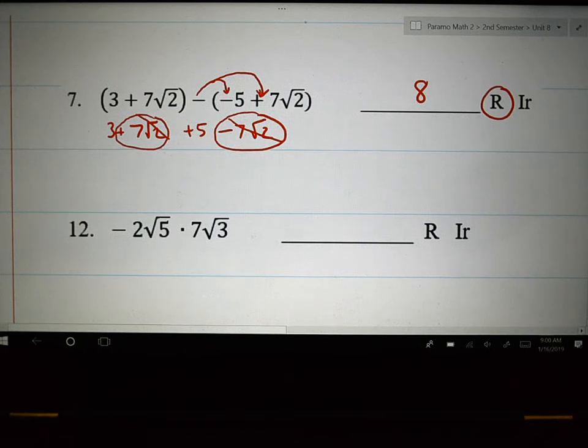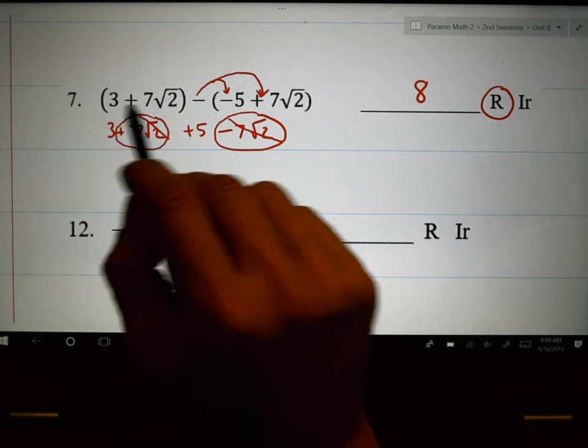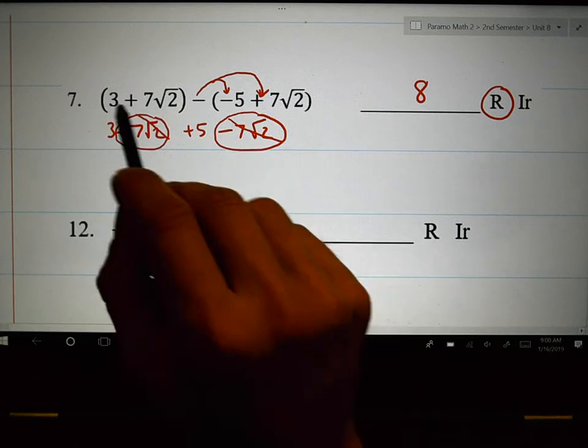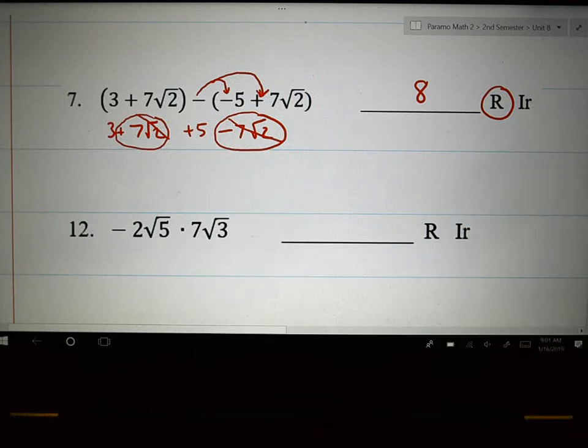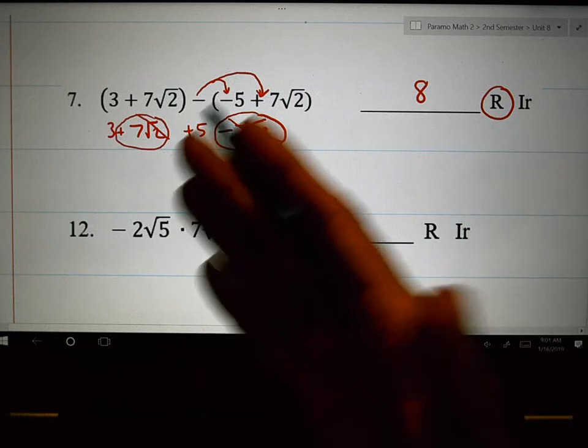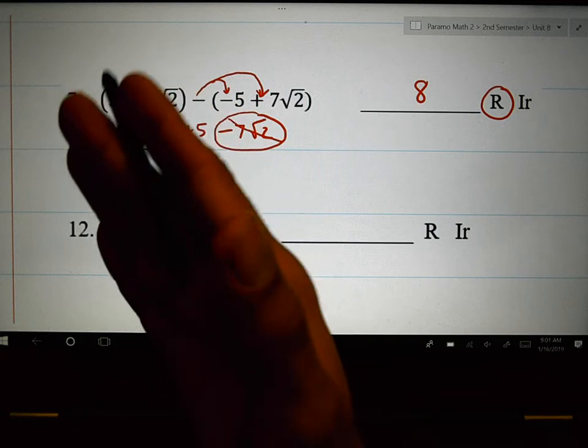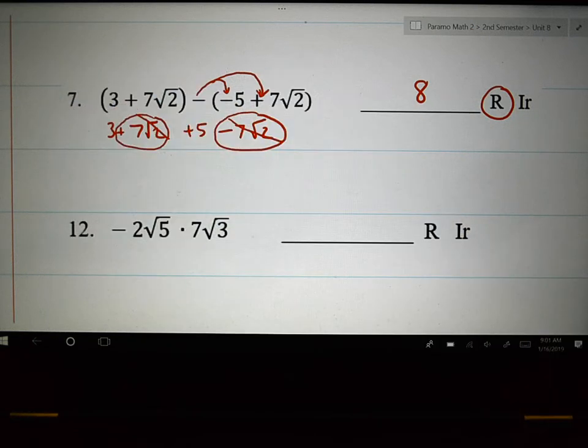What they are trying to get you to realize is that the sum of irrational numbers or the difference of irrational numbers sometimes might be rational. Here's an example of where something started off as irrational. When you put them together, adding them or subtracting them, you can get a rational value.